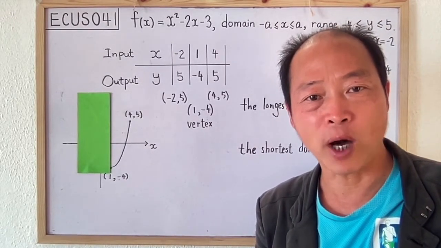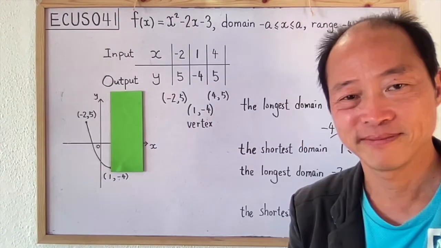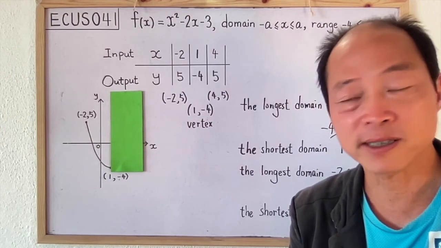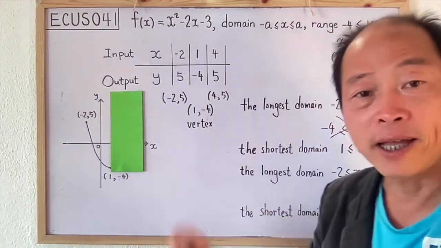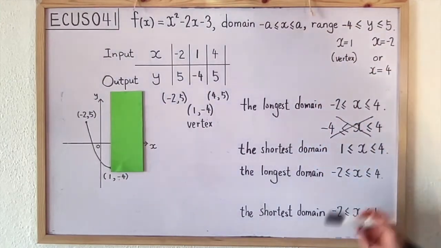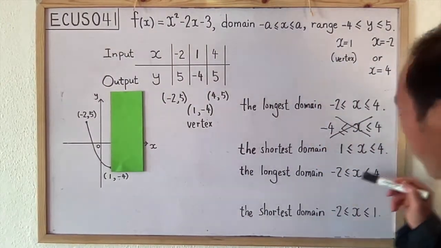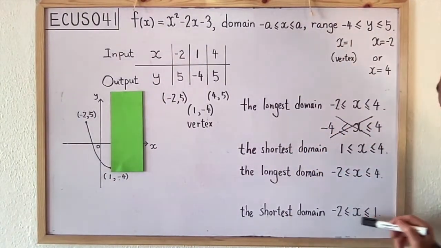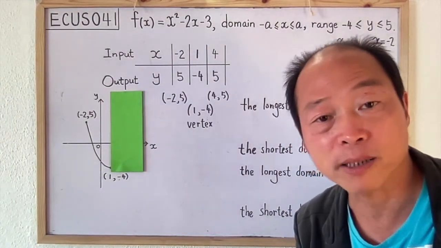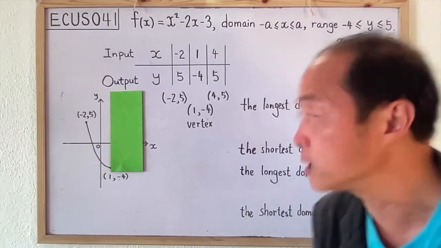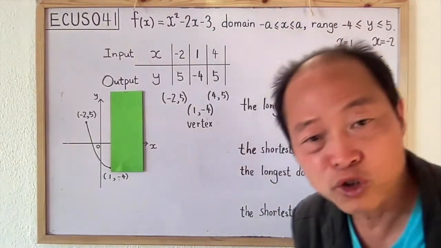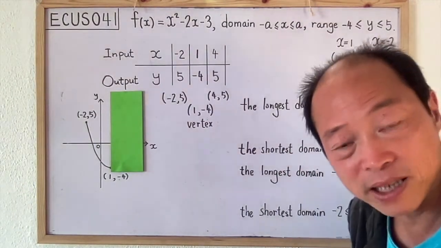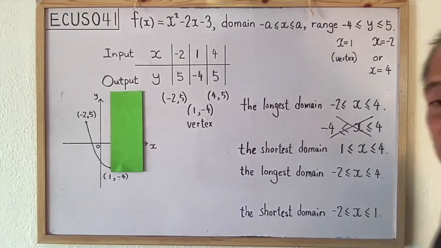Let's go back to our previous discussion. In our previous discussion, the part of the graph starts at this point, and the longest possible domain is x is between -2 and 4, and the shortest domain is x is between -2 and 1. And it is possible for us to construct a domain in this form, which is longer than or equal to this domain, but it is shorter than or equal to this domain.